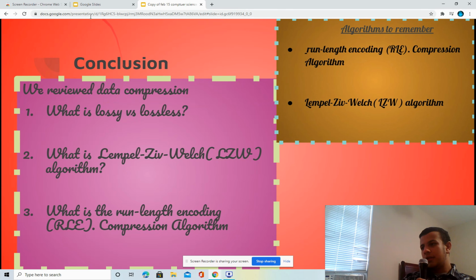And now, the conclusion. For this unit review, I know this is a quick review, but we reviewed data compression. Basically what you need to know is what is lossy versus lossless compression. Lossy compression loses information, whereas lossless compression doesn't. Both compress the data quite a bit, but with lossy compression we lose the information and can't get it back. With lossless, we don't lose the information and can easily recover it.